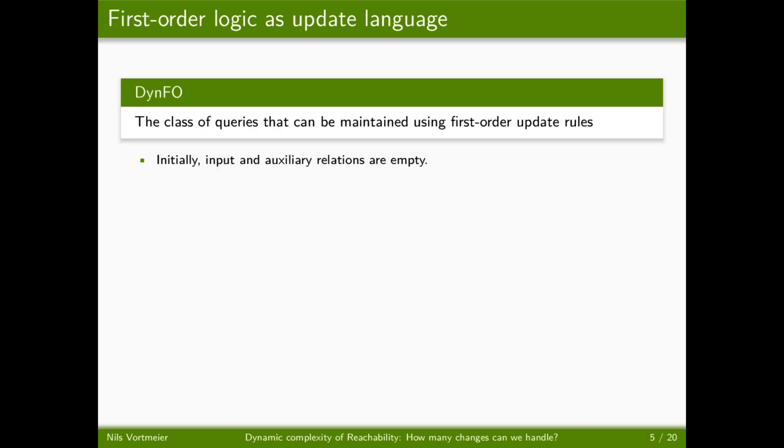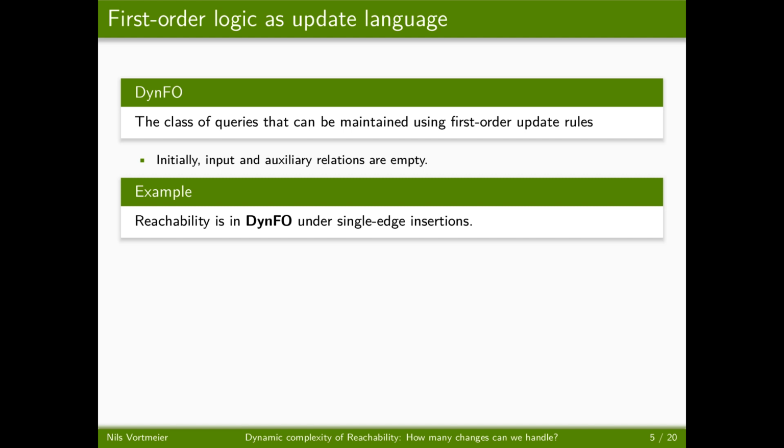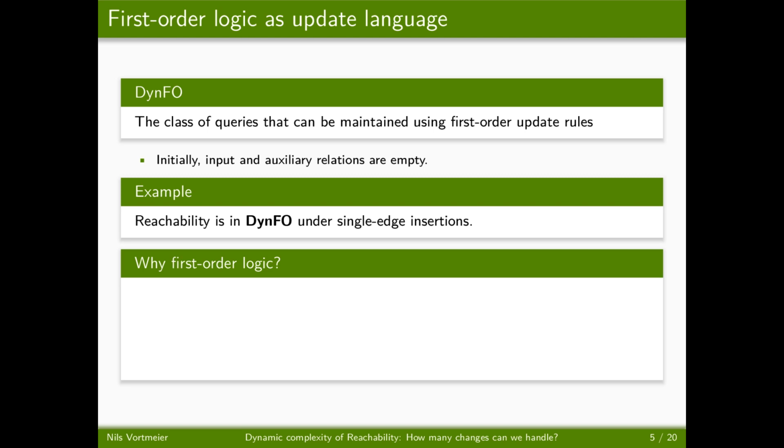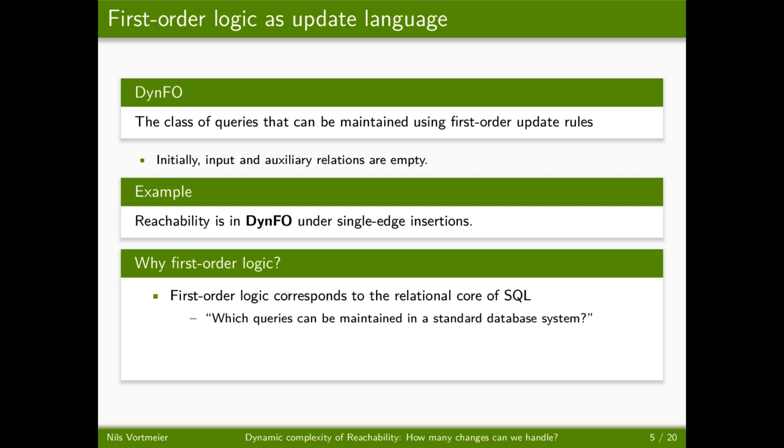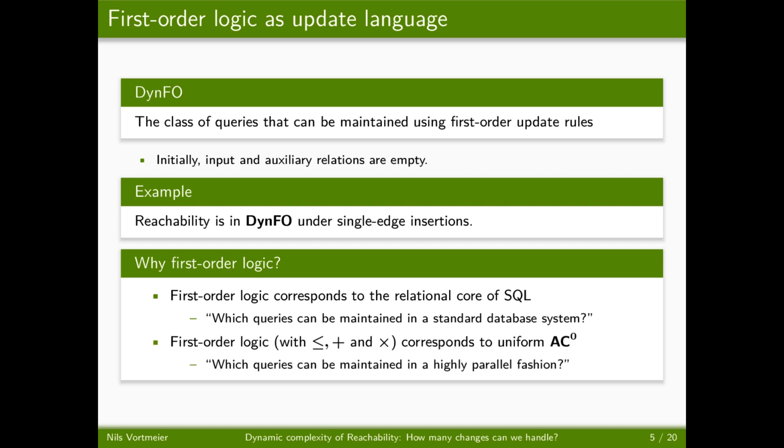The class of all queries that can be maintained in this way, so using first-order rules to update auxiliary relations, is called DynFO, and we have seen in the example that the reachability query is in DynFO under insertions of single edges. Why do we use first-order logic as an update language? The first motivation comes from database theory. First-order logic corresponds to the relational core of SQL, so all queries in DynFO can be maintained in a standard database system. On the other hand, there's also a motivation from complexity theory.